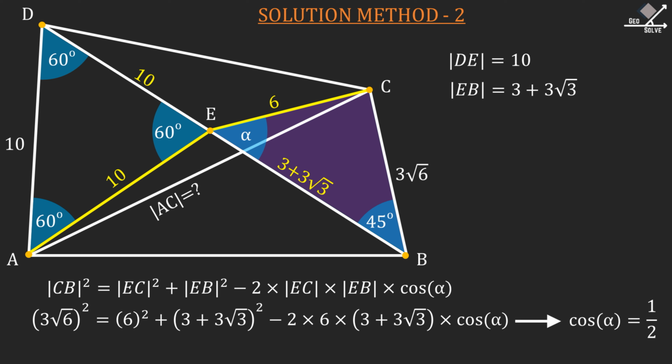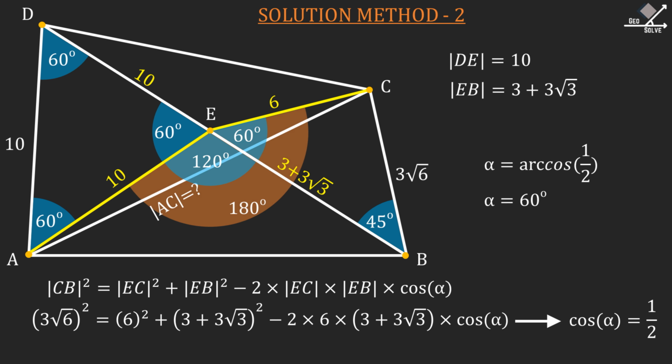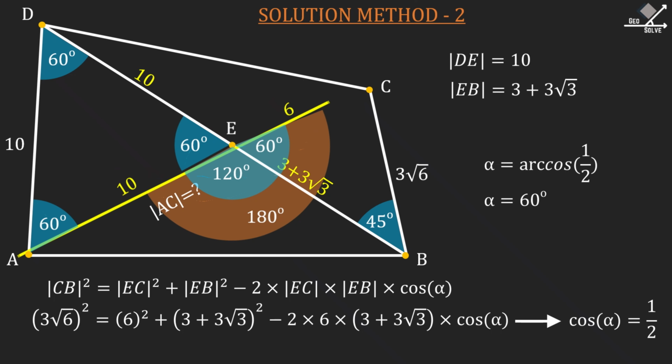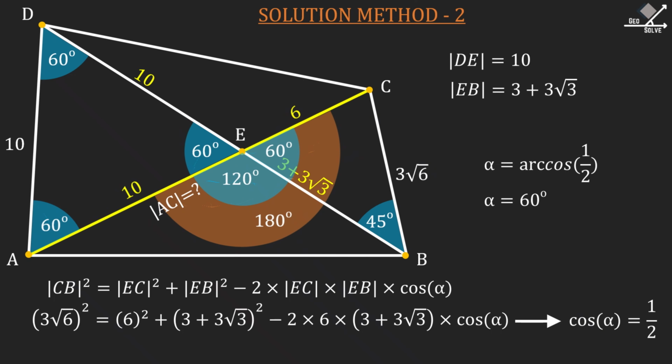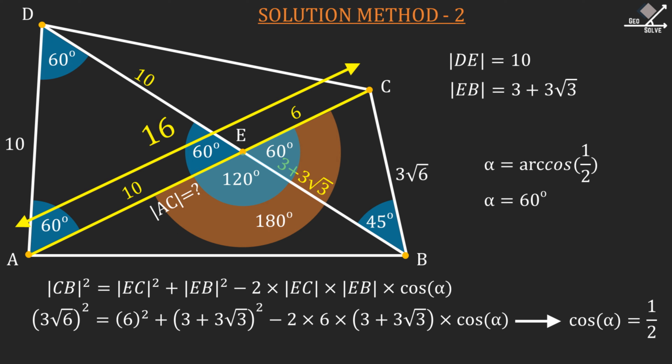Then, alpha will be equal to arc cosine of 1 over 2. Then, alpha will be equal to 60 degrees. And we already knew that the angle AEB is 120 degrees, which means that angle AEC is 180 degrees. And that means that the yellow line segments, namely AE and EC, must be on the same straight line. And from here, we can simply find the length of the line segment AC as 16 units. And that will be our answer.